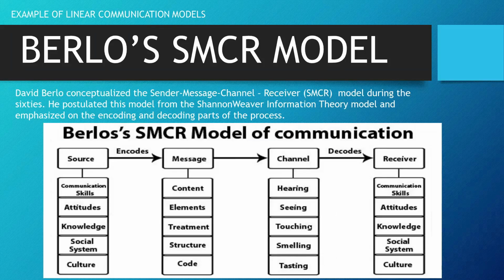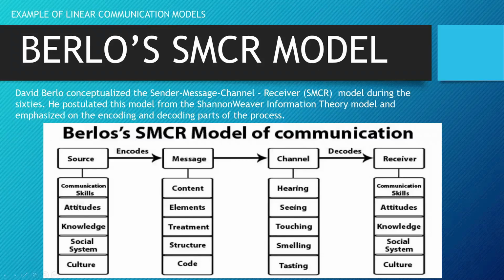Again, here in the channel, it simply means the five senses. We have the hearing, seeing, touching, and it also includes tasting and smelling. And lastly, of course, we have the receiver under the SMCR model. The receiver and the sender have the same elements. So we also have the communication skills, attitudes, knowledge, social system, and culture. So that is Berlo's SMCR model.